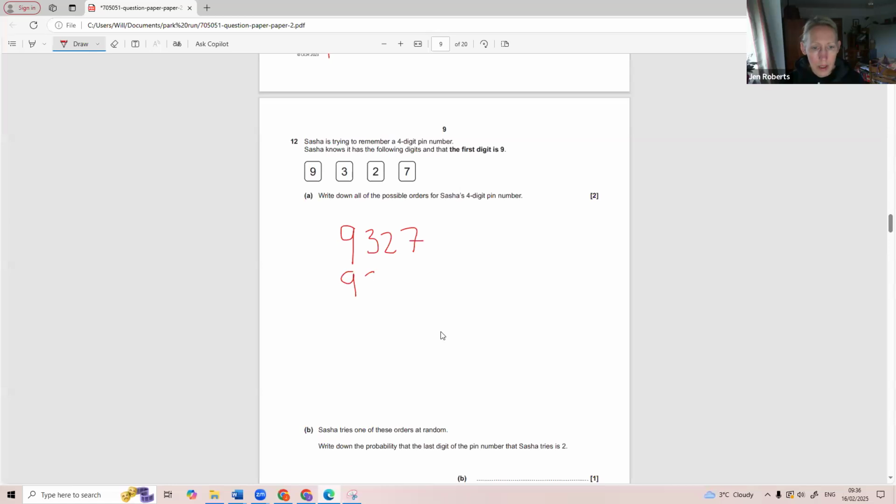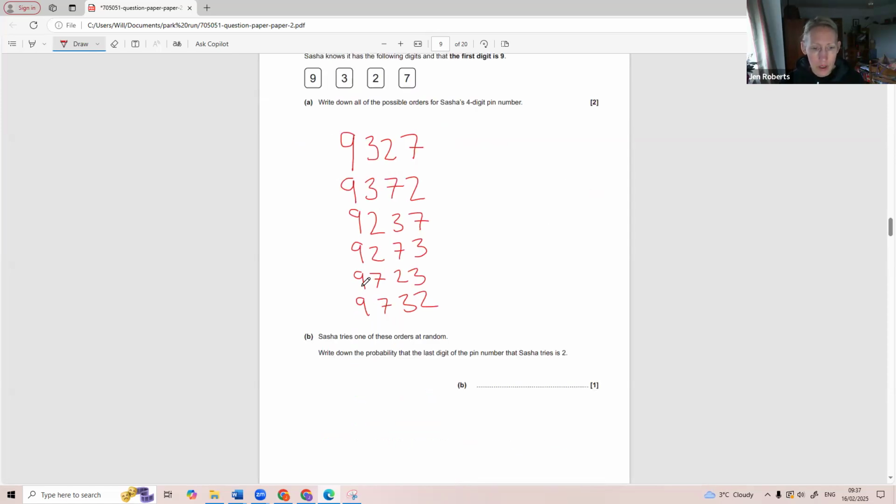I'm going to swap my 2 last numbers around. So those are the options for 3 following. I have 9327, 9372. I'm going to then follow the 9 by using a 2. Then you could have 37 or 73. And then I'm going to put 7 next. So you could have 23 or 32. So there are 6 different possible combinations.